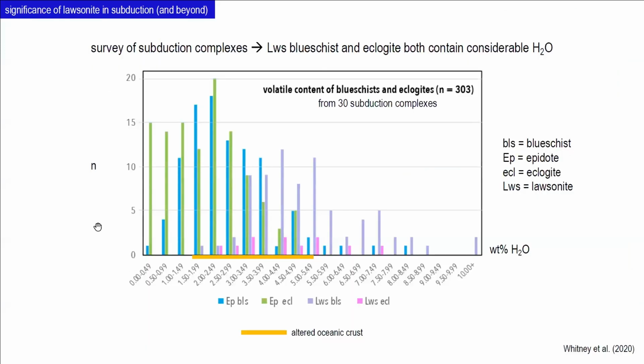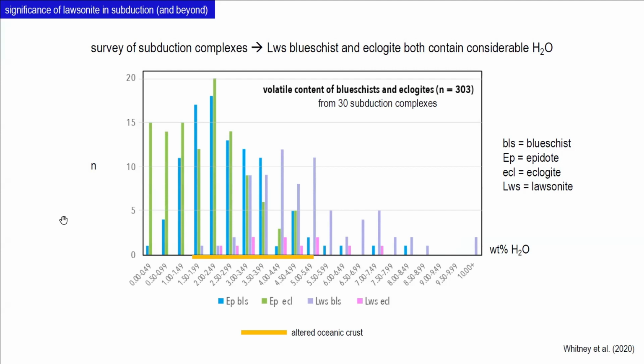Well, how much water? Let's compare it to those calculations I just showed you. If we look at analyses for exhumed subduction rocks, we see that epidote blueschists and eclogites sort of plot in here, kind of what you might predict for subducted altered oceanic crust. But lawsonite-bearing blueschist and eclogites can contain substantially more water. And so these aren't necessarily closed systems. There's a lot of fluid moving around in the subduction zone.